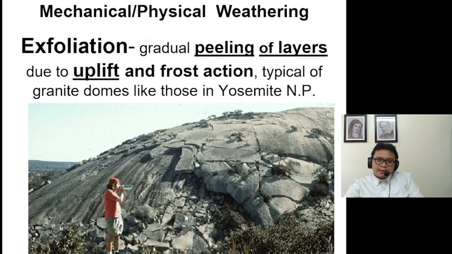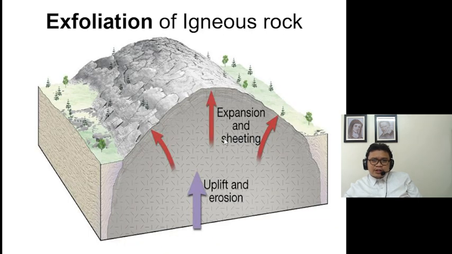So we also have another process which we call exfoliation. Now, exfoliation is from the word exfoliate, meaning the gradual peeling of layers due to uplift and frost action, which is typical of granite domes like those in Yosemite in the US. Okay, now how does exfoliation happen? For example, in igneous rock, we have the process of uplift and erosion.